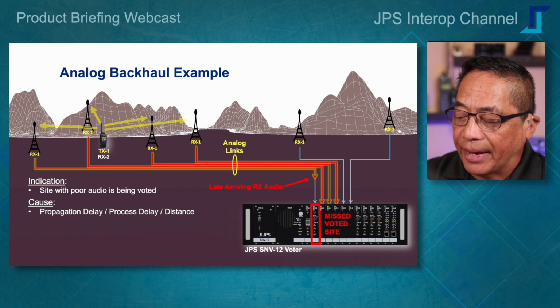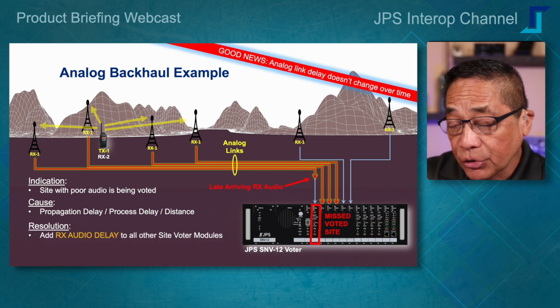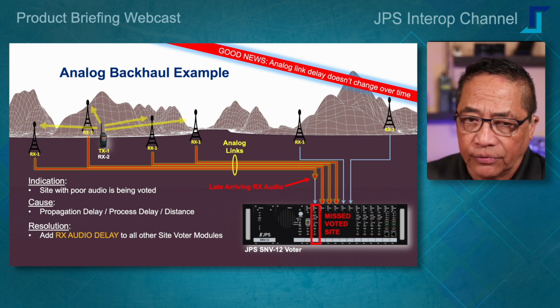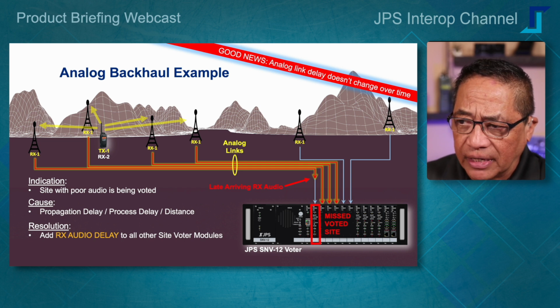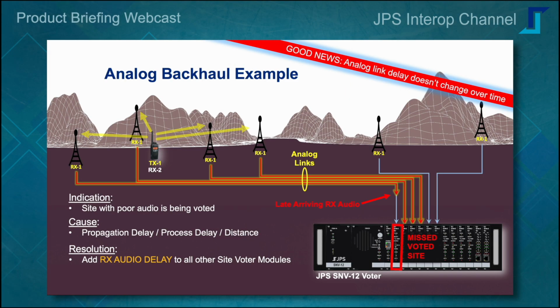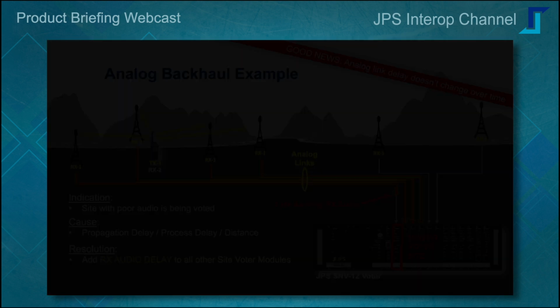And this is analog backhaul. The resolution would be to adjust the receive audio delay inside the site voter module. Those are the individual site voter modules in the SNV-12 chassis. The other early arriving data is buffered inside those modules, allowing the late arriving site to arrive, and then we can vote at the same time, thus preventing the echoing or the loss of the first few syllables of the field transmission. So this is an example of analog backhaul.